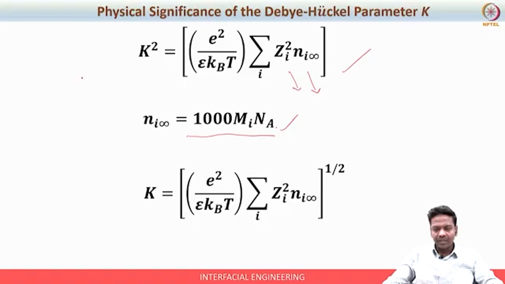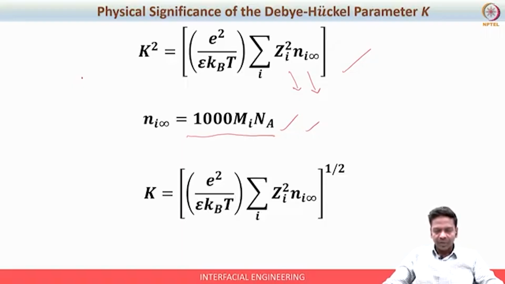So you can actually replace Ni infinity with the molarity data. Okay, right. So here Mi represents molarity, which is again a variable. Na is the Avogadro number, which is a constant. This 1000 multiplier is applied here because Mi is expressed in terms of moles per liter. We want to keep it in the SI unit, that is moles per meter cube. Okay, right.